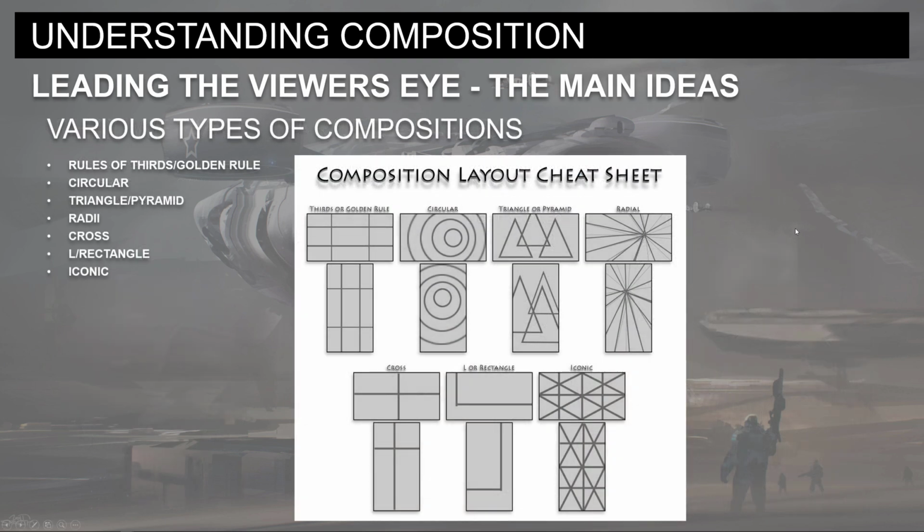So now talking about composition, I put together this cheat sheet that you see here that could help with this. So I've put horizontal layouts and vertical layouts, and what we're going to be taking a look at is these different composition types. So we've got the rule of thirds, circular, triangle or pyramid, there should be a radii, and then we've got a cross, L, rectangle, or iconic.